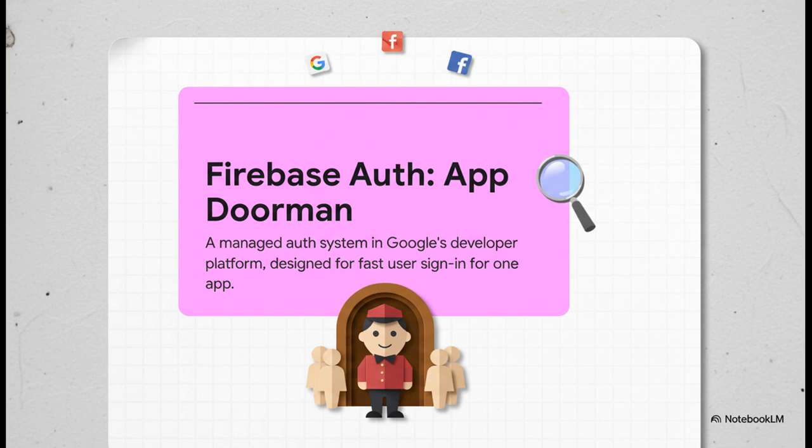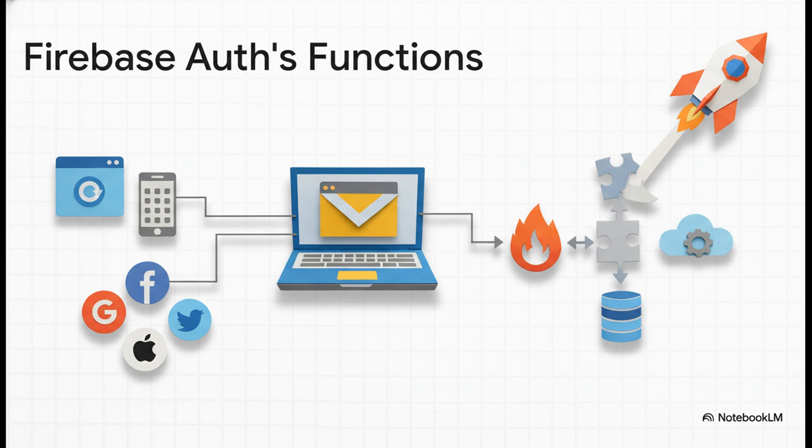Okay, now let's flip that on its head and look at our second model, Firebase Auth, the built-in app doorman. So if Okta is the campus security hub, Firebase is that efficient, friendly doorman standing right at the entrance of your brand new app. It's a managed service built to do one thing incredibly well: get user sign-in up and running fast for your specific product.